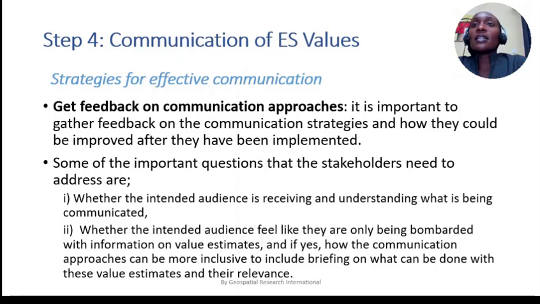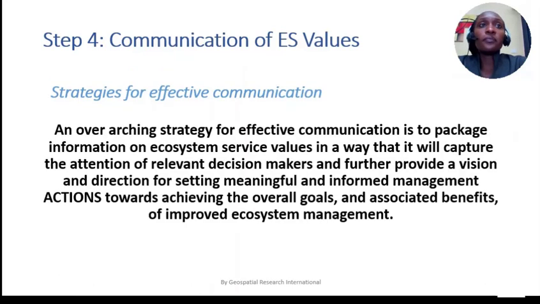So in a nutshell, the overarching strategy for effective communication is to package information on ecosystem service values in a way that will capture the attention of relevant decision makers, while at the same time providing a vision and direction for setting meaningful and informed management actions towards achieving the overall goals and the associated benefits for improved ecosystem management.